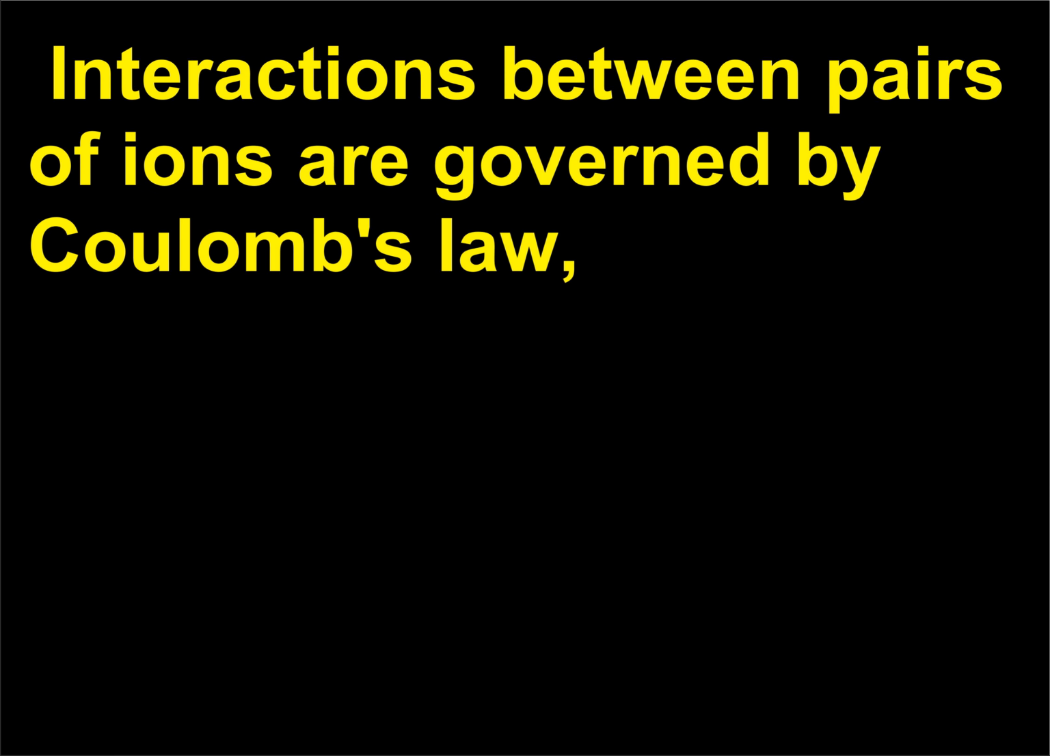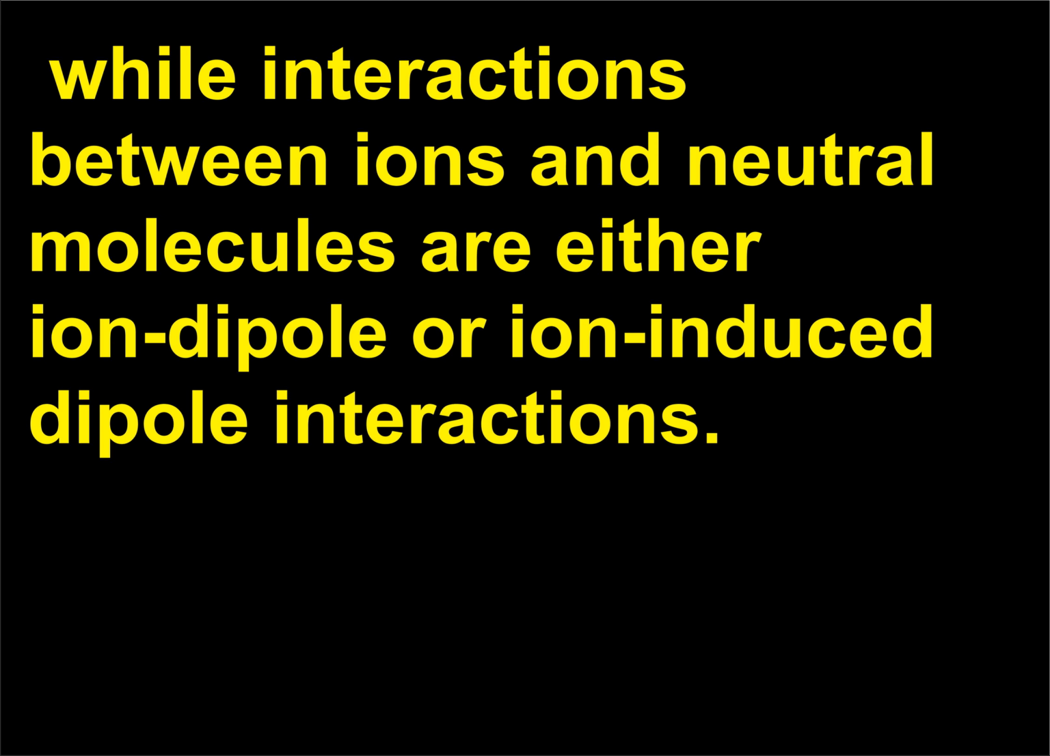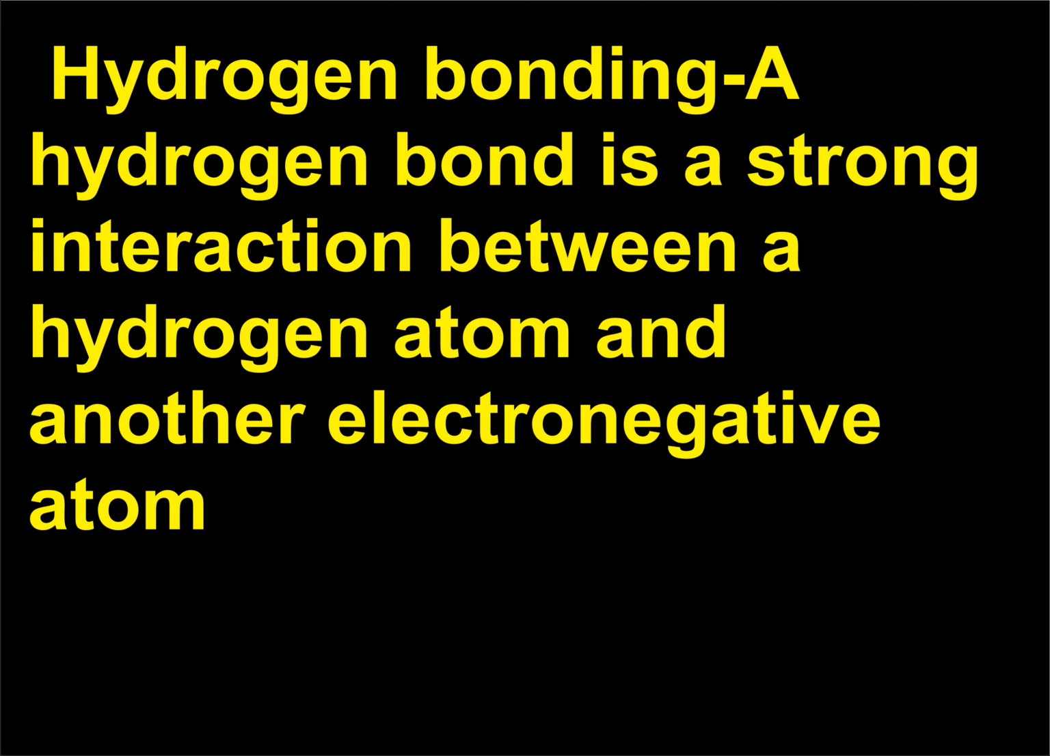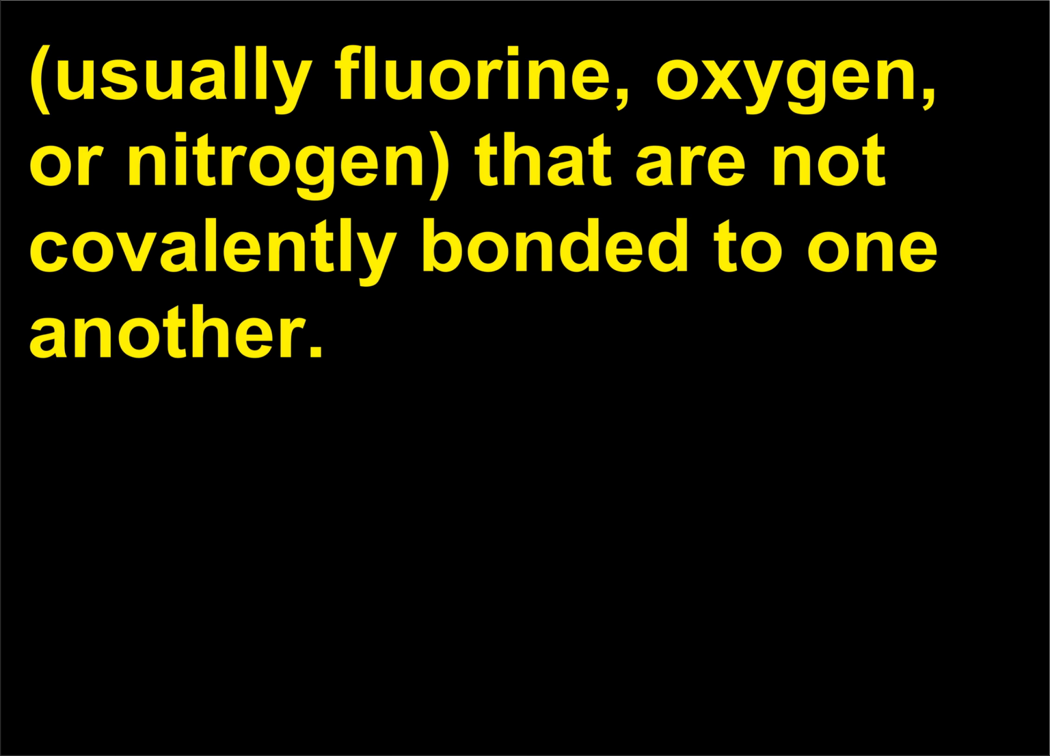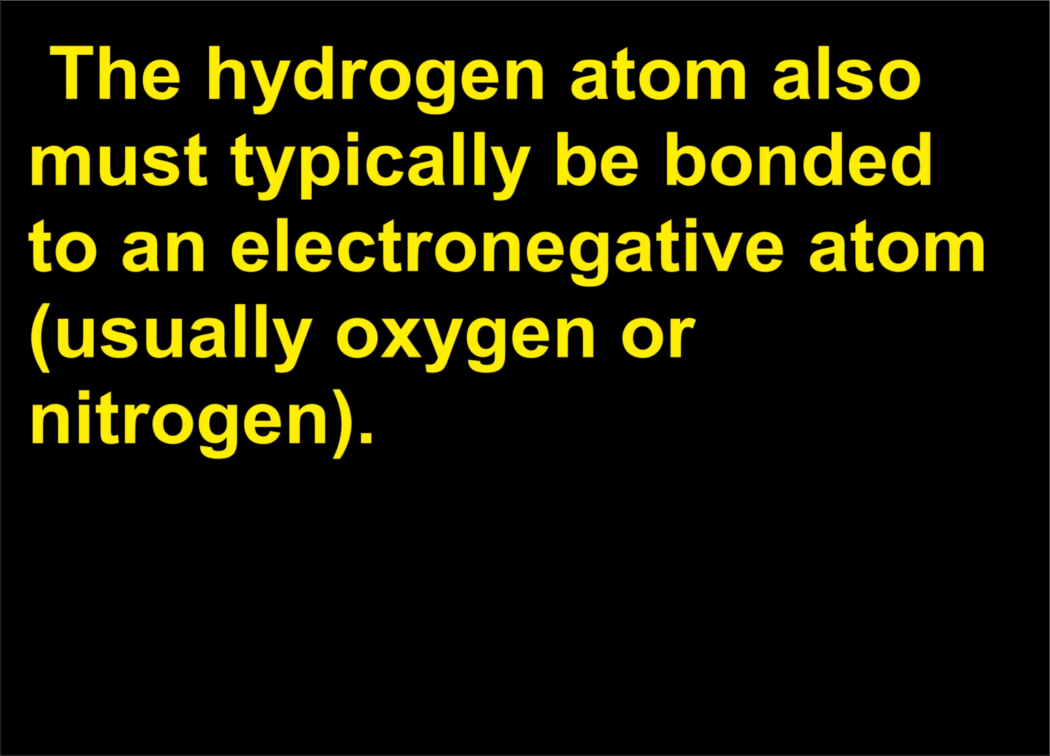Interactions between pairs of ions are governed by Coulomb's law, while interactions between ions and neutral molecules are either ion-dipole or ion-induced dipole interactions. Hydrogen bonding. A hydrogen bond is a strong interaction between a hydrogen atom and another electronegative atom, usually fluorine, oxygen, or nitrogen, that are not covalently bonded to one another. The hydrogen atom also must typically be bonded to an electronegative atom, usually oxygen or nitrogen.